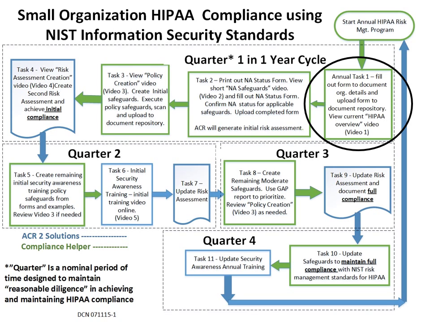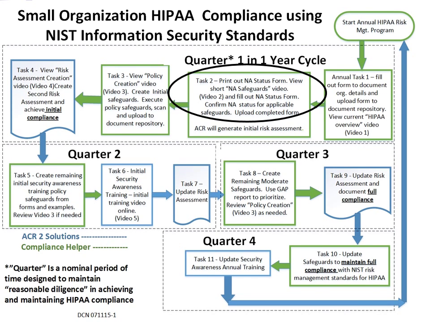Begin by reviewing the HIPAA overview video. This will describe an overview of the HIPAA compliance process for small organizations. Next, view the video discussing the safeguards that may not be reasonable and appropriate for a small site. The client will then be able to fill out the NA Safeguards status form. Note that only the client will have the site-specific information needed to fill out this form on which safeguards are not appropriate.